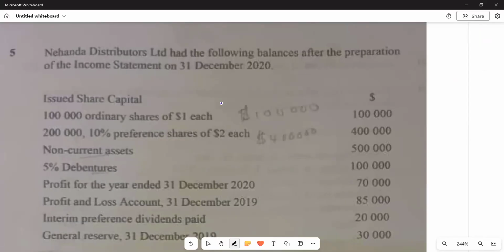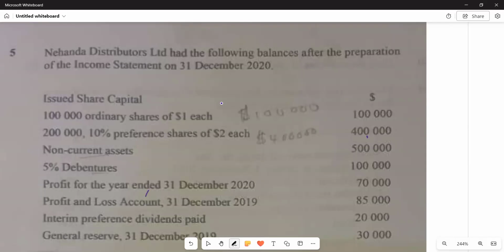So it means $100,000 is going to be our opening balance for the ordinary shares. So we can go and put our 100,000. And then for preference shares, we are given 200,000 10% preference shares of $2 each, which gives us a value of $400,000. So basically, this is how we get our 400,000 here.